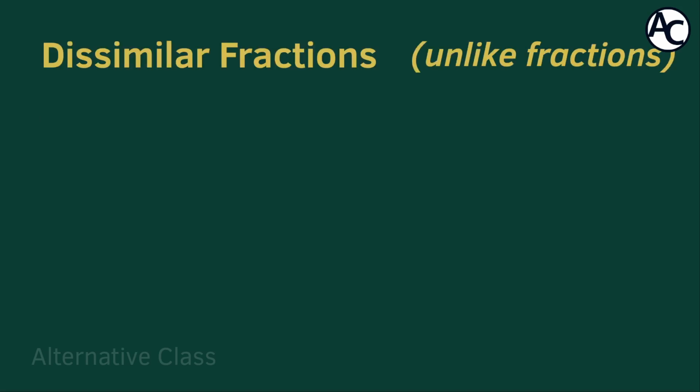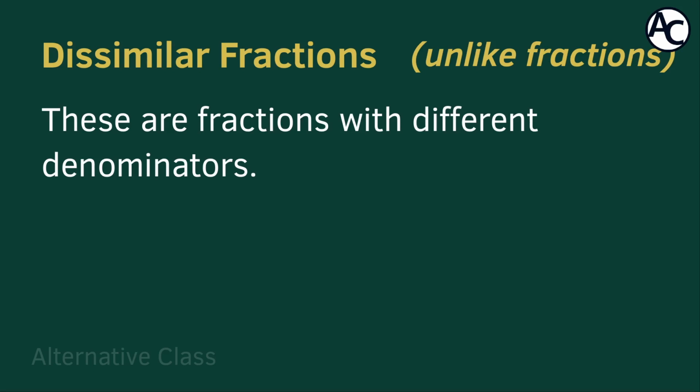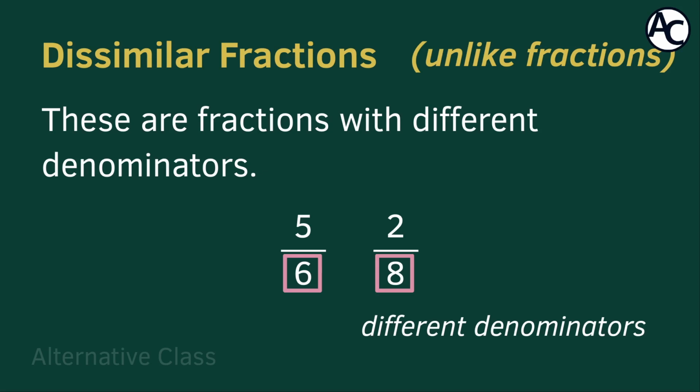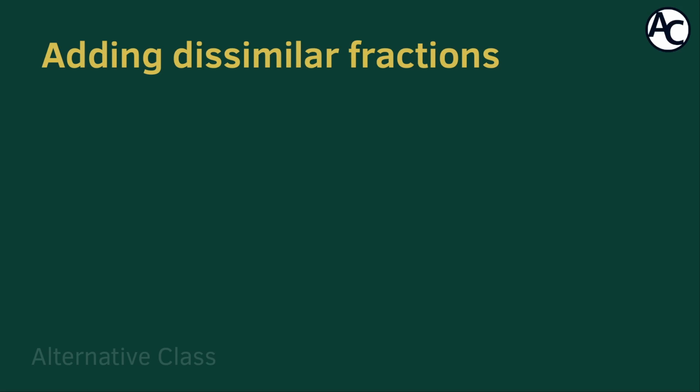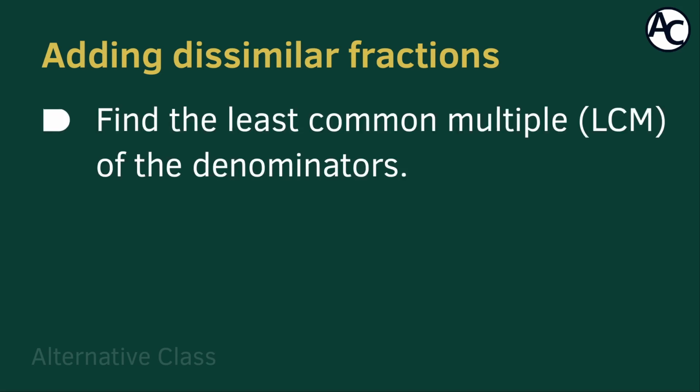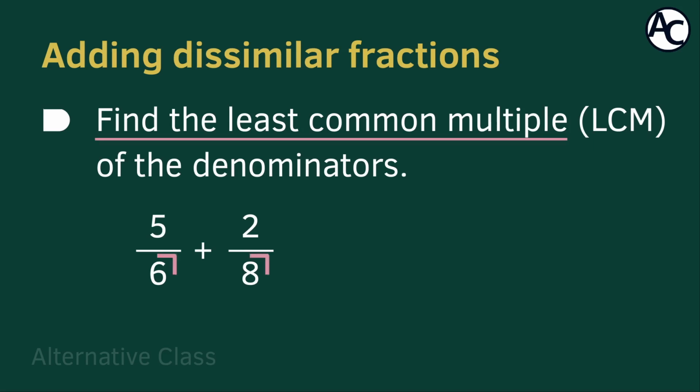Here's another type of fractions: dissimilar fractions or unlike fractions. These are fractions with different denominators. Examples: 5/6, 2/8. The two fractions have different denominators. How do we add dissimilar fractions? First, find the least common multiple of the denominators. Example: 5/6 plus 2/8. First, find the least common multiple of the denominators, 6 and 8.